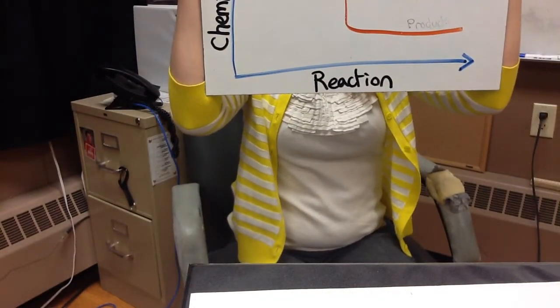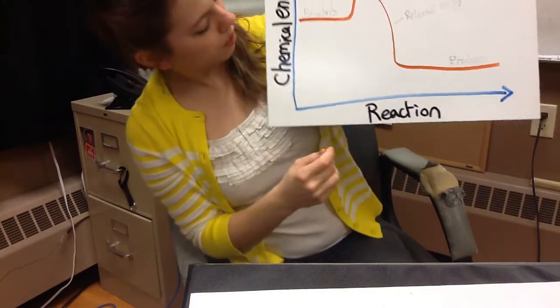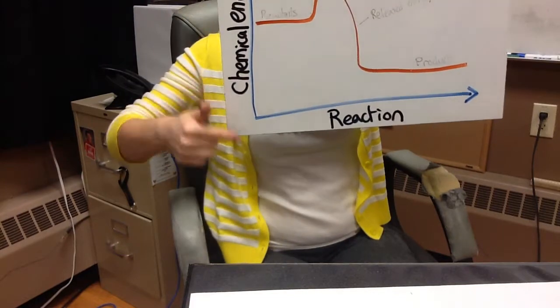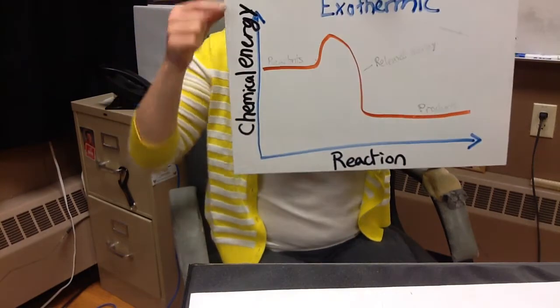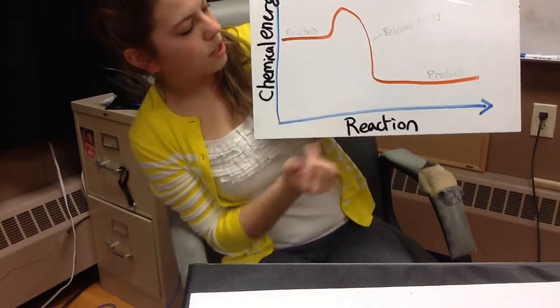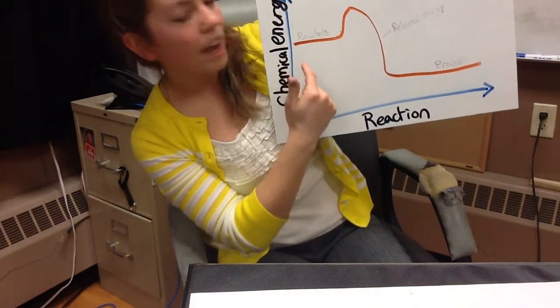So here's an exothermic reaction, and you can see in the exothermic reaction you have chemical energy on this side. Remember, chemical energy is that energy that's stored in bonds. So you have chemical energy on this side being stored in the bonds, and as the reaction takes place, the products have a lower level of chemical energy than the reactants.